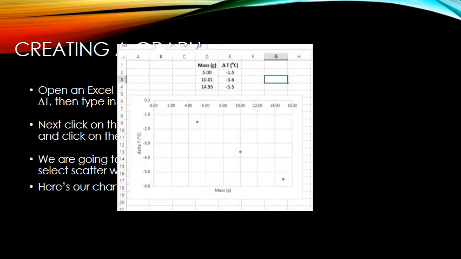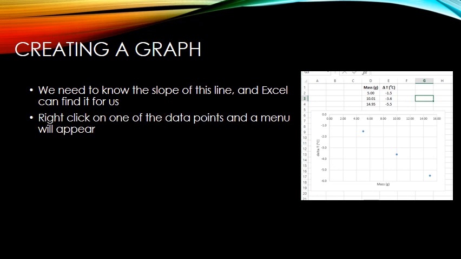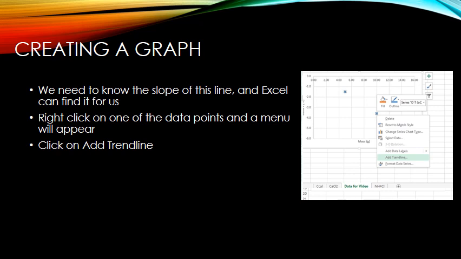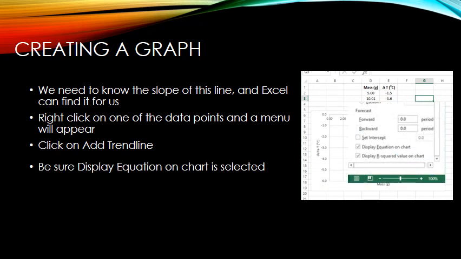We've got dots, we've got our data. Now we're going to add a trend line, and Excel will do this for us. So you want to right click with your mouse on one of the data points. You will see a menu. On that menu, you want to click on Add Trend Line. Another menu pops up. Be sure that the display equation on the chart is selected.